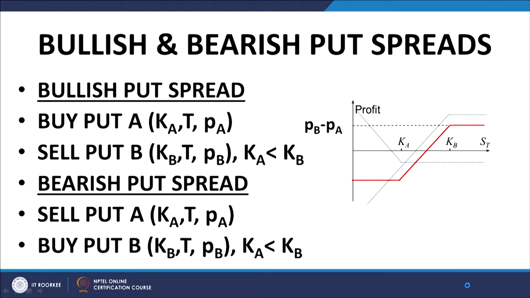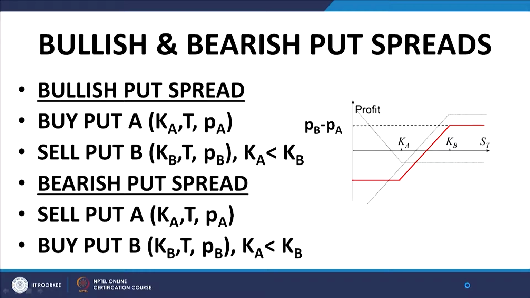Briefly touching on a bullish spread using put options. In the case of a bullish spread using put options, we buy a put option A at a strike price Ka, maturity T, which is constant for both the options as I have been emphasizing, and a premium Pa. And we sell a put B at a strike price Kb, maturity T, and the premium is Pb, with Ka less than Kb.